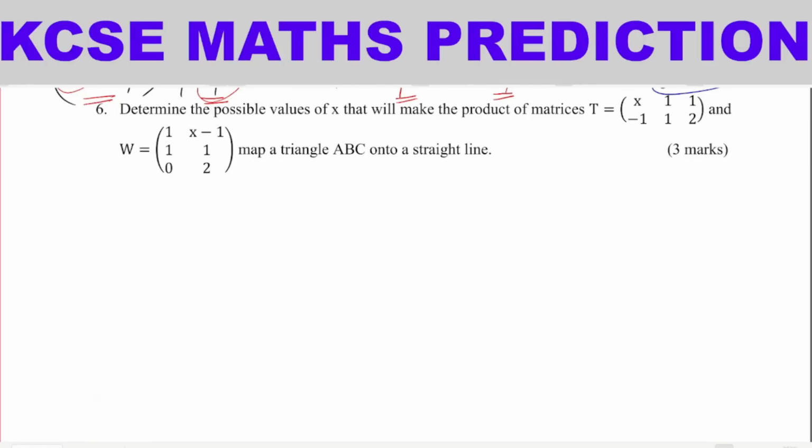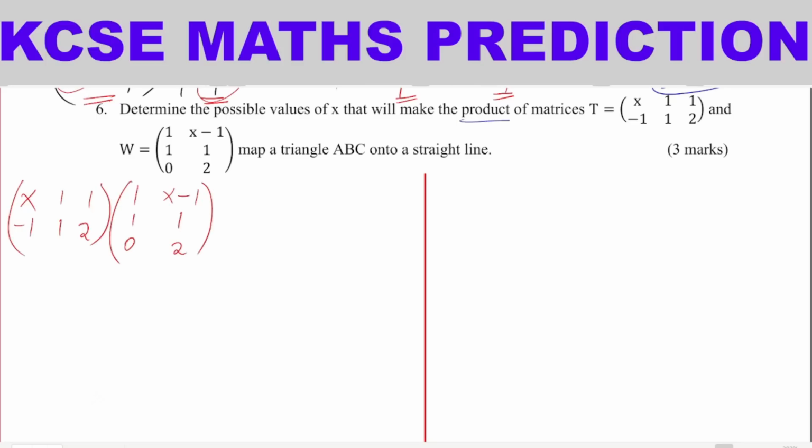Determine the possible values of x which make the product of matrices T, as given there, and W map triangle ABC onto a straight line. So the first thing you're going to do in that question is get the product of these two matrices. So let us go straight and get the product. We want to multiply T, which is x, negative 1, 1 and 1, 2, with W, which is 1, 1, 0, then x, minus 1, 1 and 2.